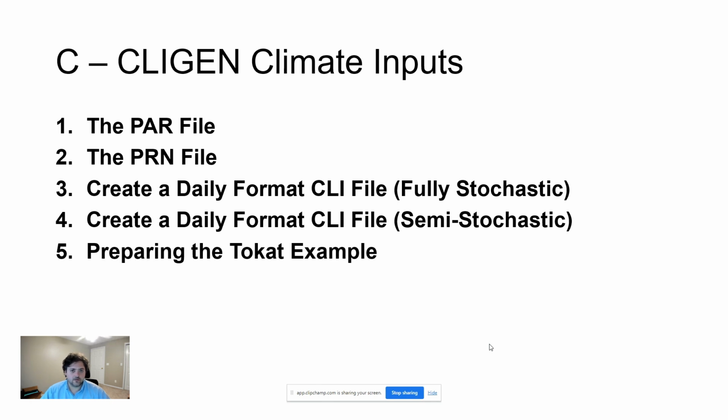At the very end, I'm going to show you, using an example data set from Tokat, Turkey, in which we prepared a PAR file, PRN file, and the two different CLI files under the different options. First, let me show you how to download CLIGEN.